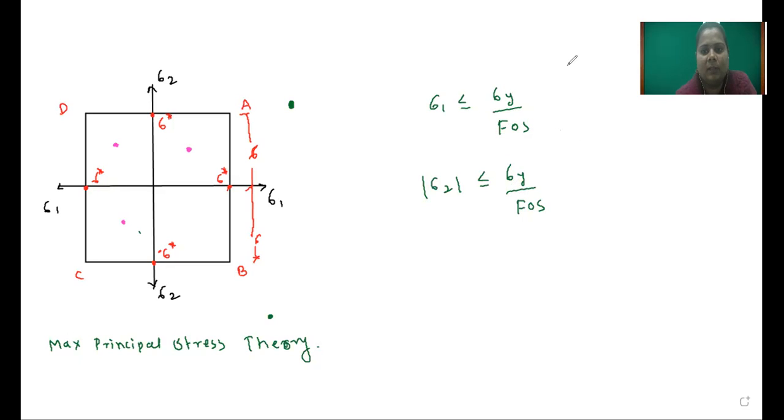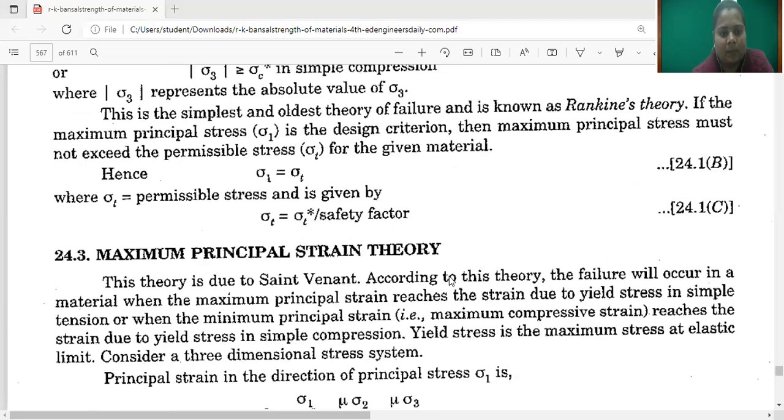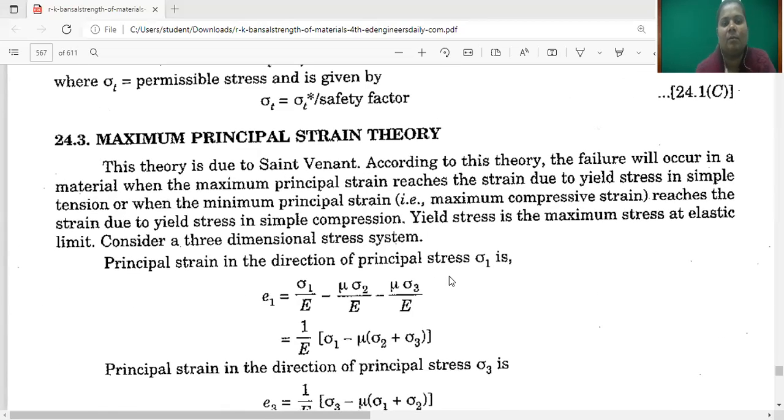Okay. So we will see the second theory. Please write down the next theory. Write down the second theory: maximum principal strain theory. You just write down that much. Maximum principal strain theory.